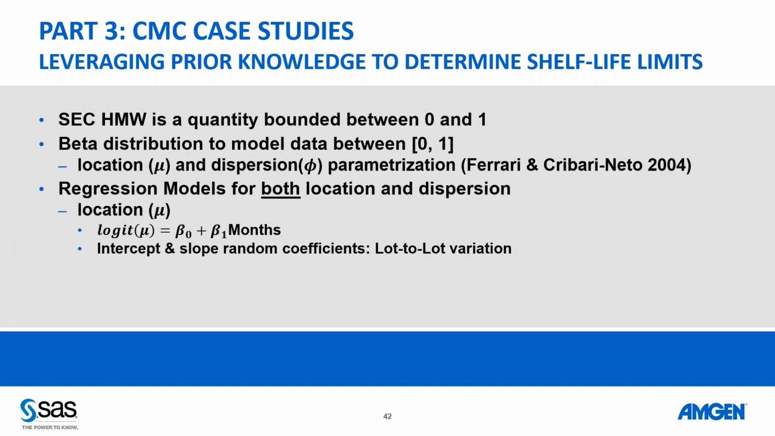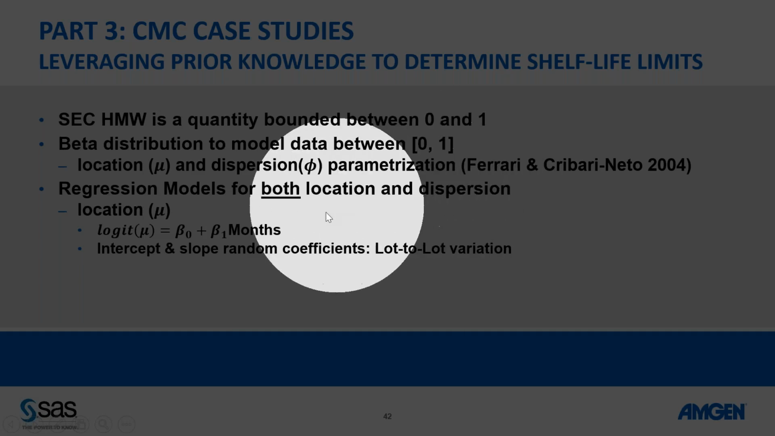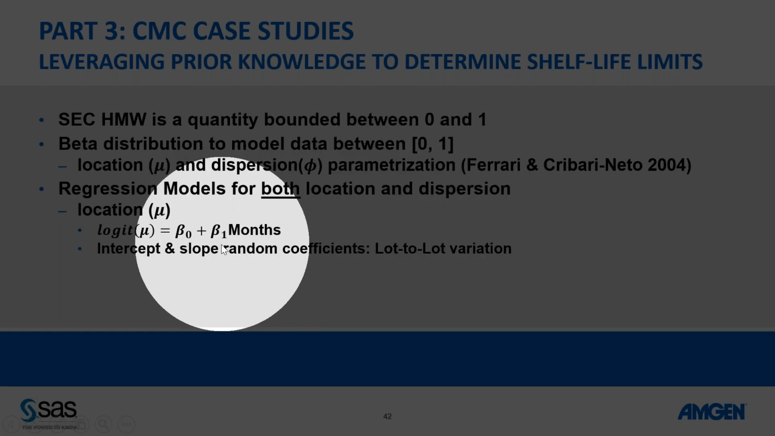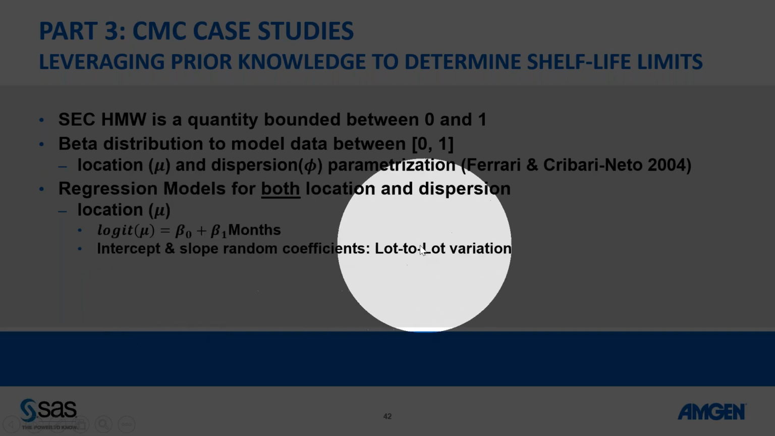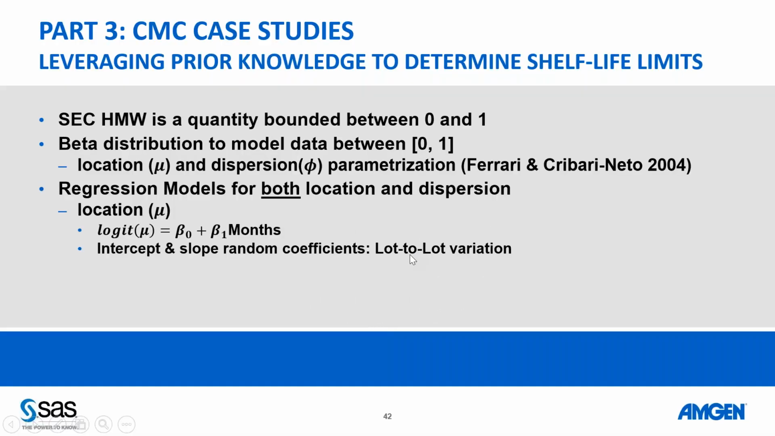So for location, we have your traditional logistic regression. What that means is the logit of mu, this is a generalized linear model, is a function of time, months. There's an intercept and slope, but those are the random coefficients. Remember, we want to allow variation at time 0, which is the intercept, and variation around the degradation rate, which is the slope. And that variation comes from the lots, the 7 lots that we have. So we're going to have 7 intercepts and slope-to-slope variation.